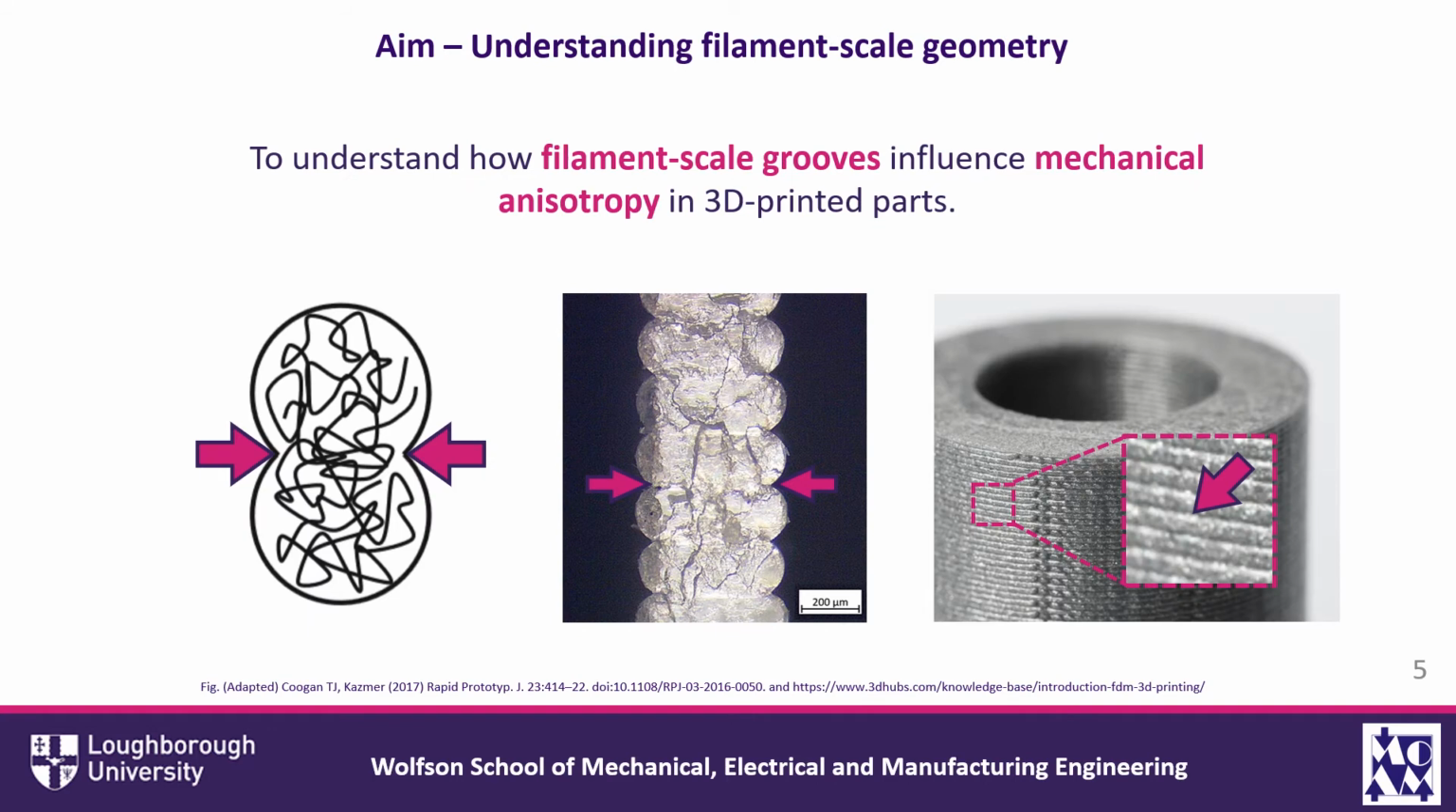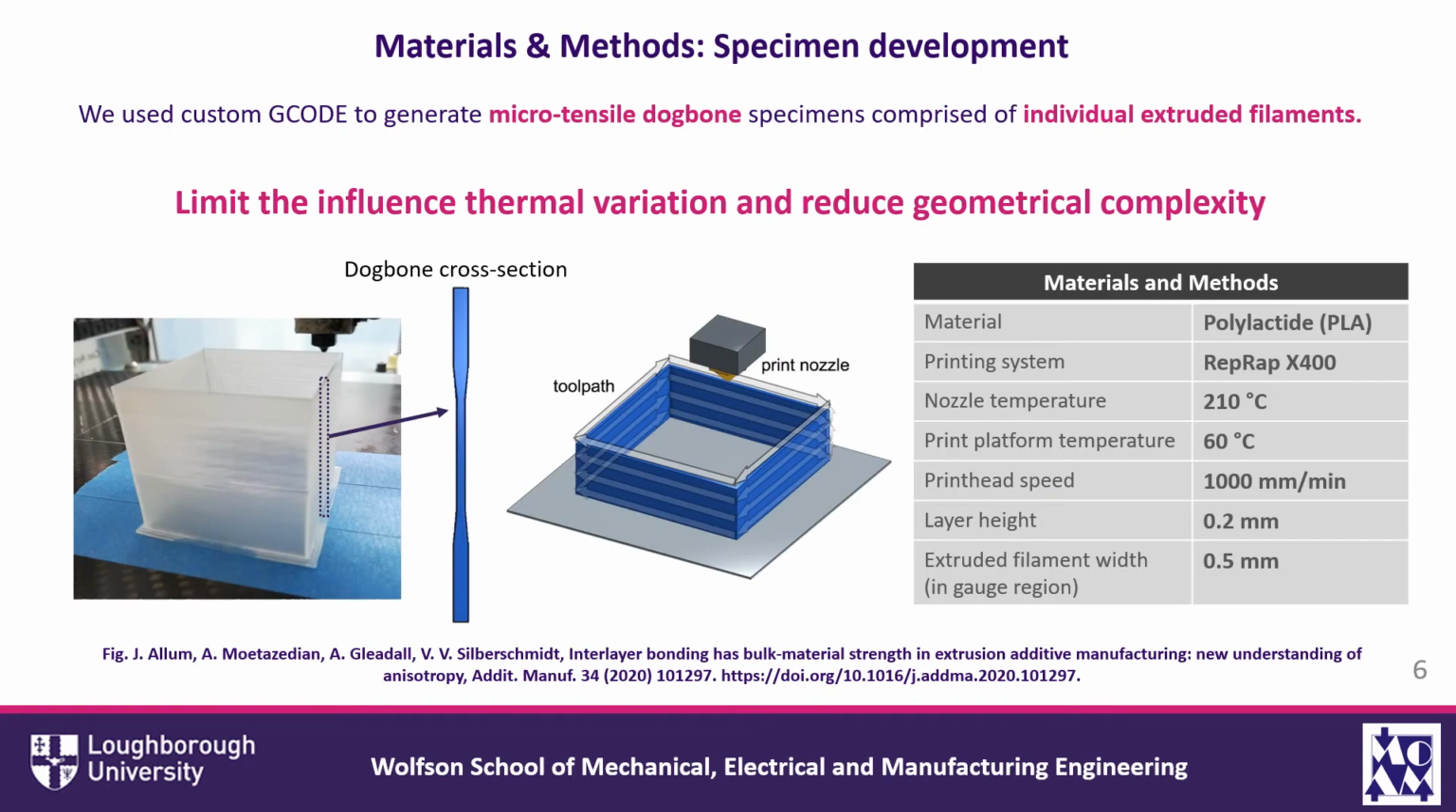The aim of the present study is to identify the extent to which filament scale grooves influence mechanical anisotropy in 3D printed parts. The majority of existing studies have considered the influence of manufacturing parameters such as the nozzle temperatures on bond formation. There are currently no specific testing standards for 3D printed parts. As a result of this, many of the existing standards have used geometrically complex structures to test mechanical performance. Many of these have significant thermal and geometrical complexities.